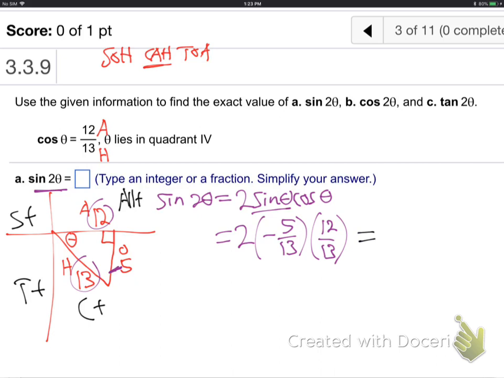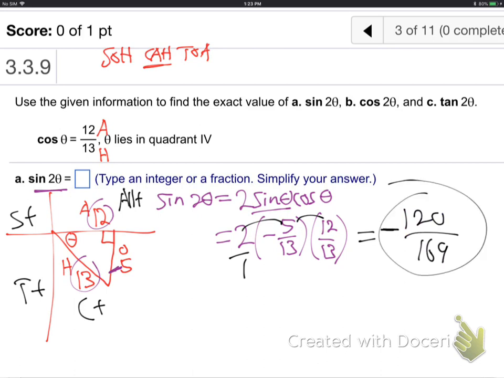What do you do with that 2 in the front? Over 1 goes to the top. 2 times 5 is 10, times 12 is 120. 13 times 13 is 169. It's negative 120 over 169. So it's just the same thing, isn't it? Except with making triangles. And you already know how to make the triangles and the quadrants and all that stuff.